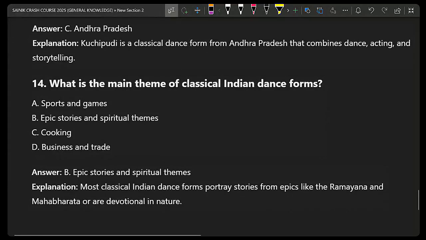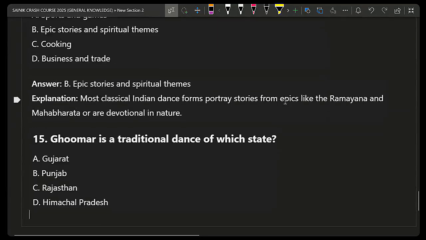Yeah, we revised this question from the textbook many times, even in quizzes also. Let me check how many of you remember. Ghumar is a traditional dance form of which state? Gujarat, Punjab, Rajasthan, Himachal Pradesh.